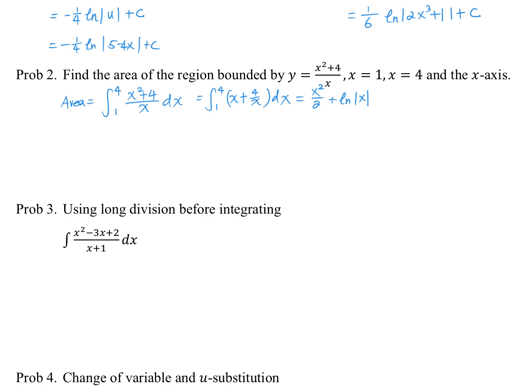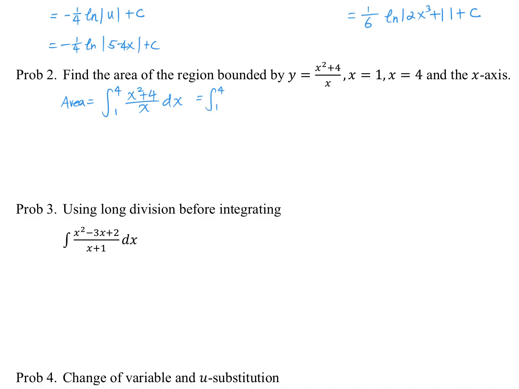And then don't forget that the limit goes from 1 to 4. Now let's plug in 4. When x is 4, you have 4 squared, which is 16 over 2, plus ln 4. And minus, when x is 1, this is 1/2, plus ln 1.